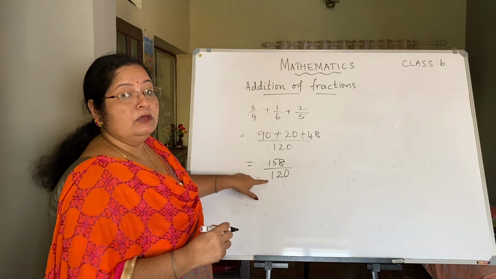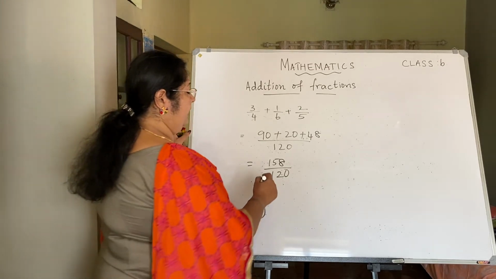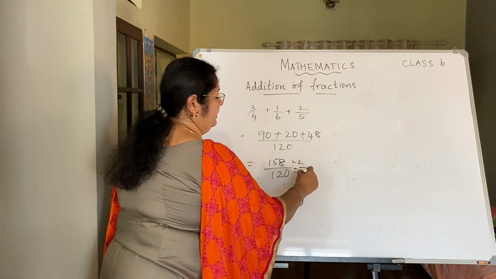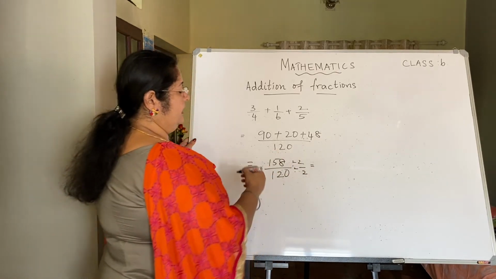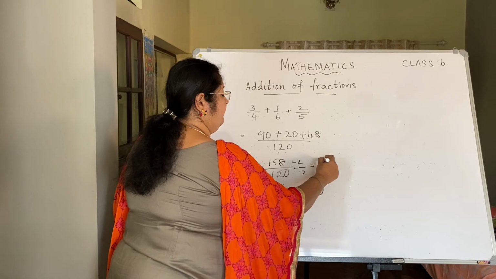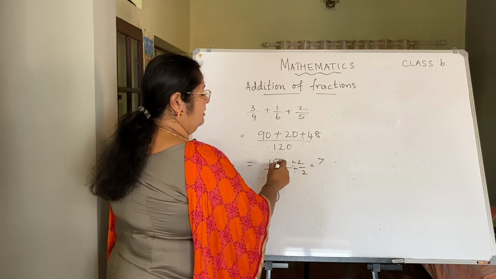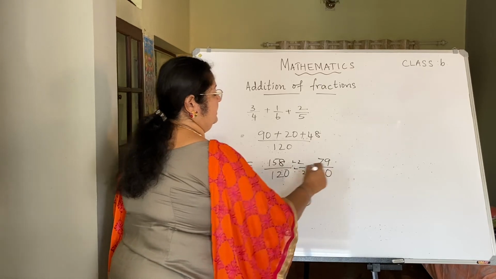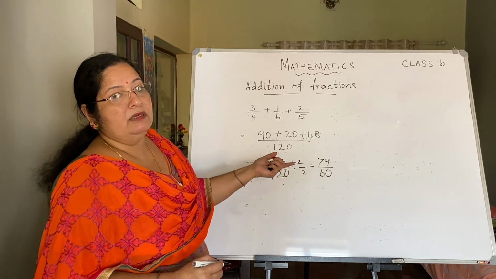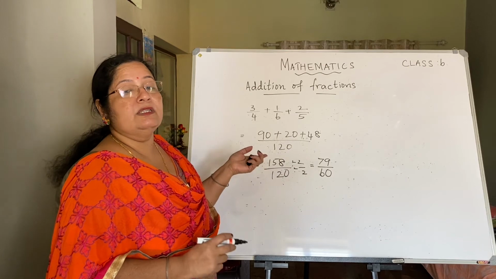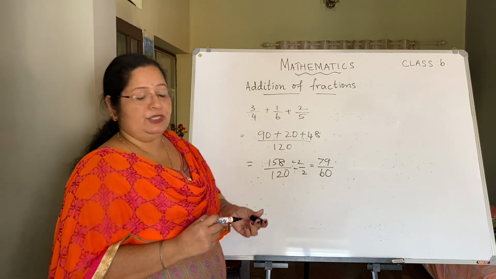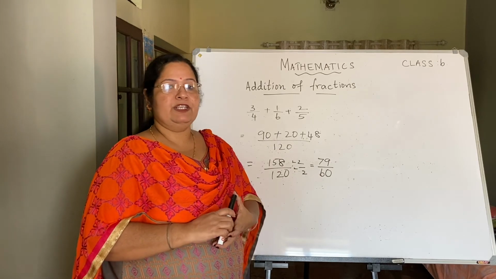Okay, now you can reduce this 158 by 120 by dividing both numerator and denominator with 2. You get 158 divided by 2. 2 7s are 14, balance 1. 18, 2 9s are 18, 79 by 60. Now see whether this can be reduced further. If so, reduce it, otherwise leave it as it is. Or you can even change it into a mixed fraction. So hope you have understood how to add fractions.